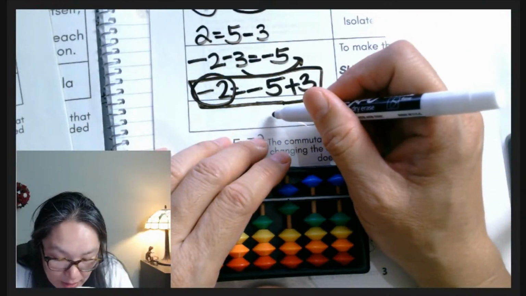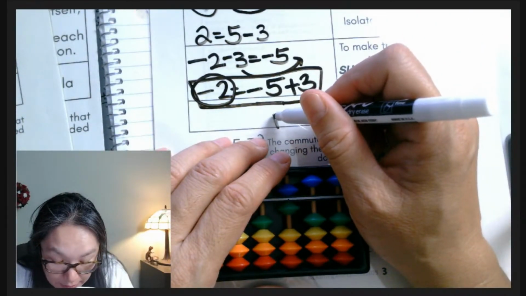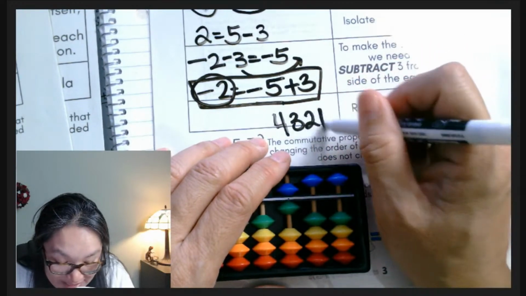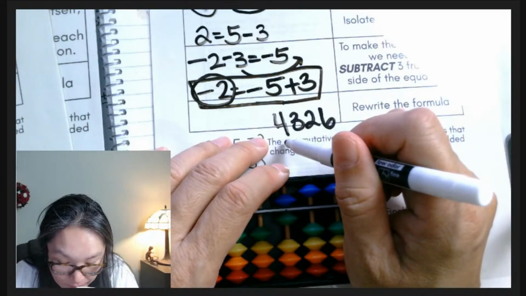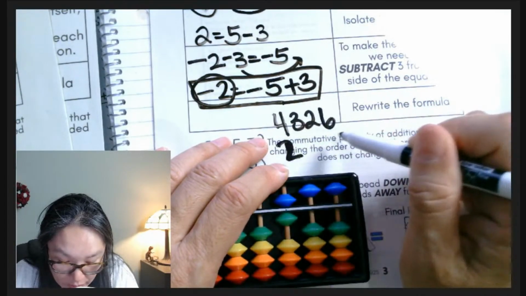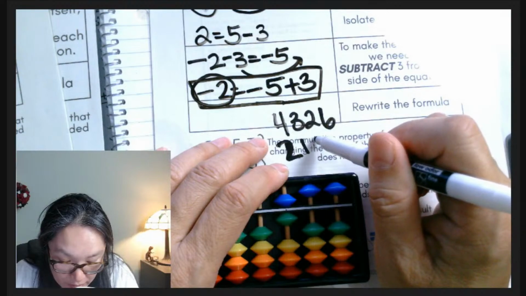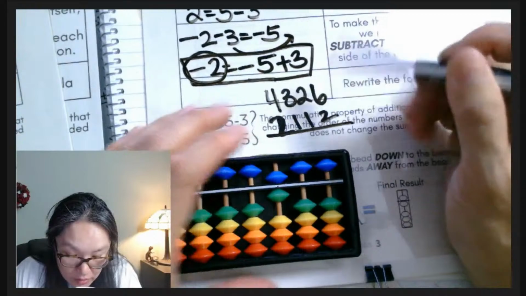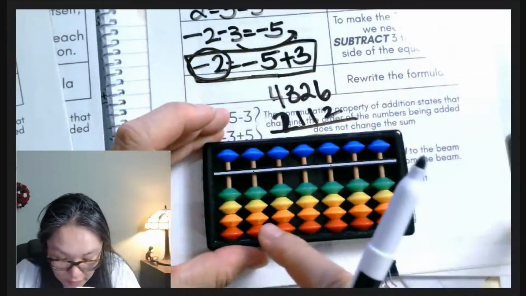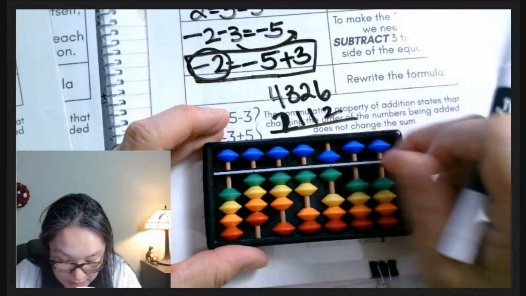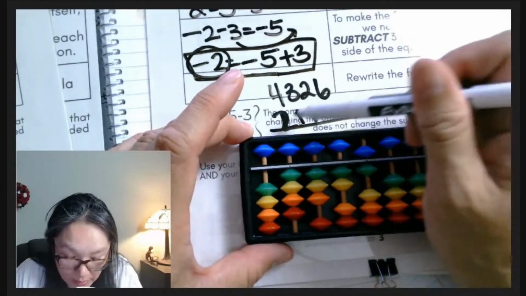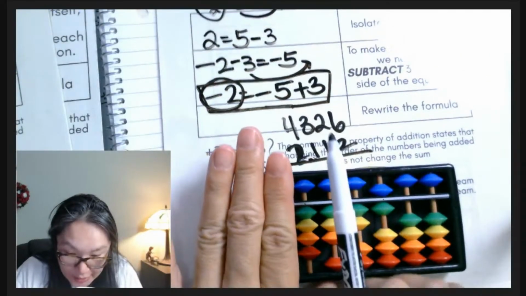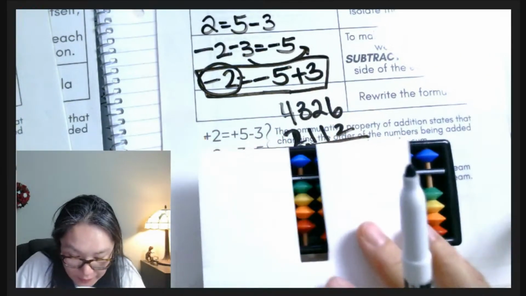So even if I did, I don't know, 4,326, I want to add the 2 here, and then this will be 1, 1, 2. So I'm going to do 4,326 and add 2. Remember how to add the 2. To add the 2, I need to plus the 5 minus the 3, because I don't have enough beads to add the 2.